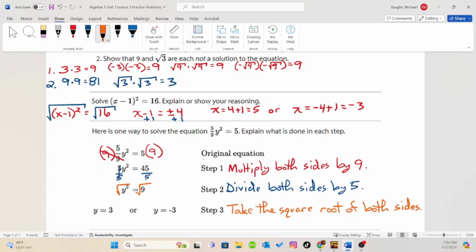It will now be important going forward for you to remember that when you take the square root, you are going to get both a positive answer and a negative answer.